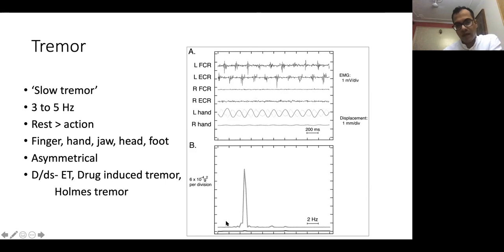This is a Fourier transform of the waveform. This transform basically suggests what is the frequency where the tremor is maximum. And we see that this is at around 2 hertz, so this is 2, 4, so somewhere here will be 5. So this is around a 5 hertz tremor.